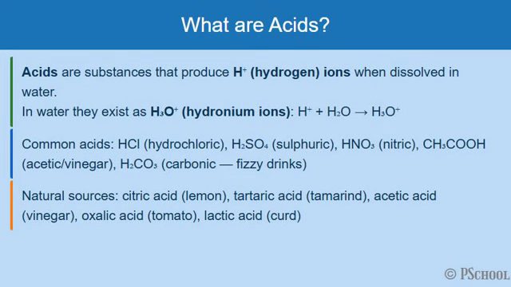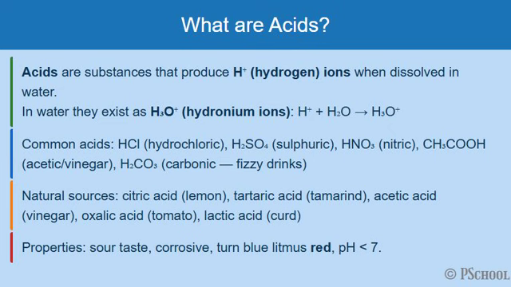Natural acids: citric acid in lemon, tartaric acid in tamarind, acetic acid in vinegar, oxalic acid in tomato, and lactic acid in curd. Properties of acids: sour taste, corrosive, they turn blue litmus paper red, and their pH is less than 7.